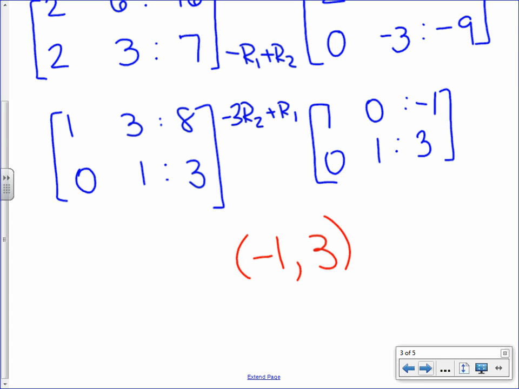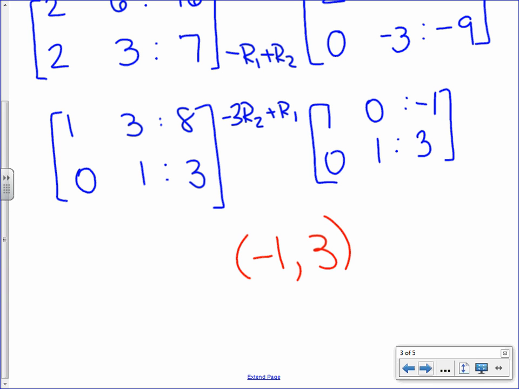In a 2 by 2 system, if you have it in row echelon form, it's only one more step for reduced row echelon form. So I'm going to ask that when you're solving a 2 by 2 system, just go to reduced row echelon form, and that'll save you some algebra. Kind of fun, right?